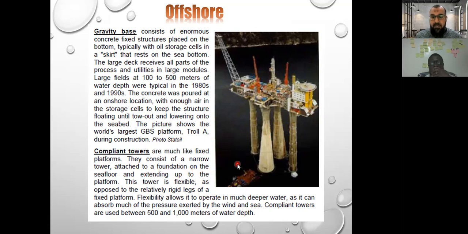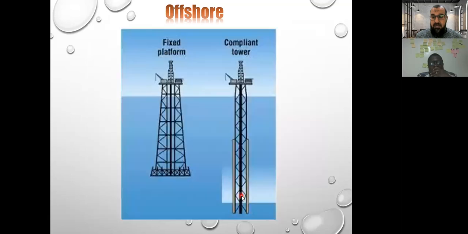There is also another type of platform called compliant towers. It's mainly like the fixed type of platform, but they have some concrete foundation, that's why they call it compliant towers. This is to extend the platform upward. But this kind of tower is actually flexible. So let's have a photo of this compliant tower. It's actually going deeper than the fixed platform. The fixed platform can reach up to 500-meter depth. However, the compliant tower goes deeper inside the water.